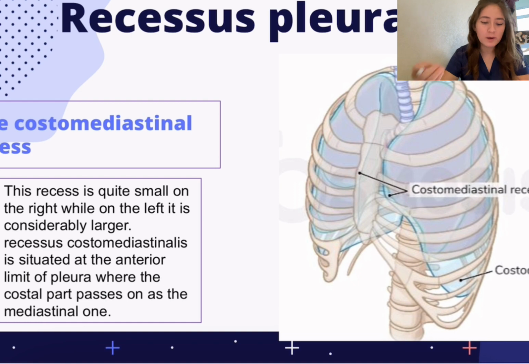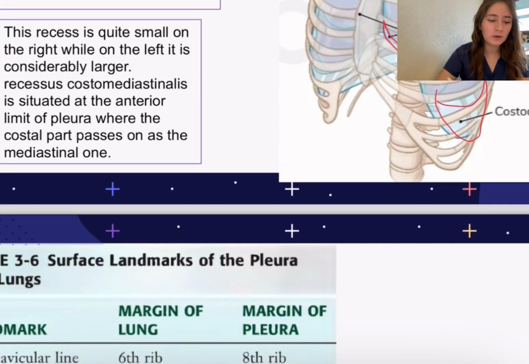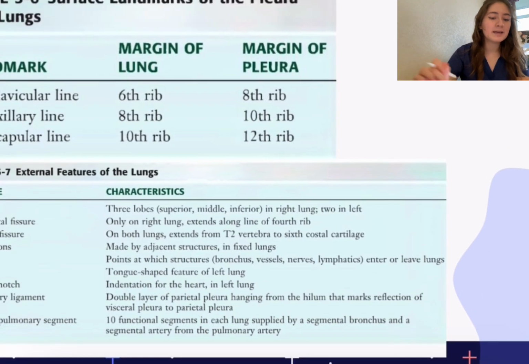This recess is quite smaller on the right, while on the left it is considerably larger. Recessus costomediastinalis is situated at the anterior limit of the pleura, where the costal part passes on as the mediastinal one. So, the costomediastinalis recessus, as I said, is kind of triangular, smaller than the diaphragmatic one, of course. And we can see in here that the margin of the lung and the pleura don't coincide at all.